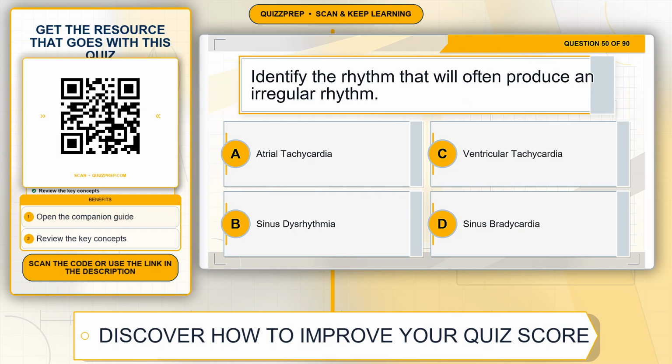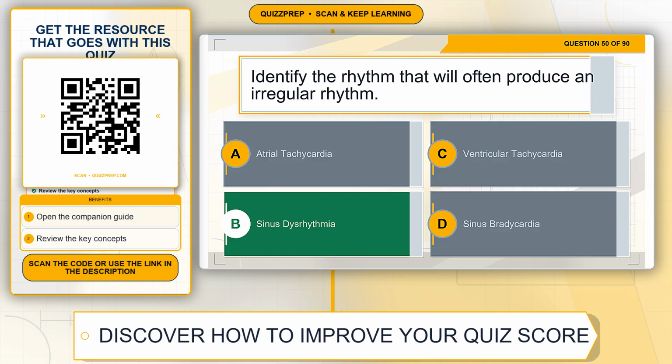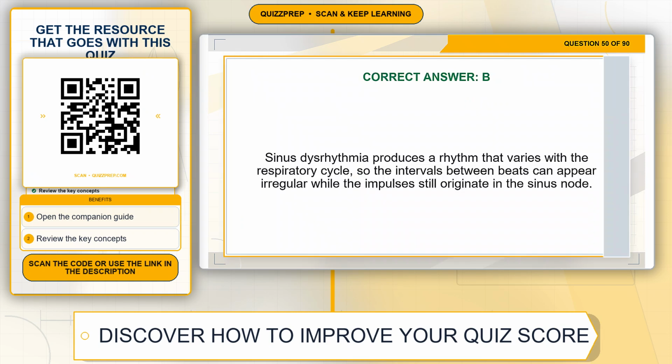Question 50. Identify the rhythm that will often produce an irregular rhythm. Option A, atrial tachycardia. Option B, sinus dysrhythmia. Option C, ventricular tachycardia. Option D, sinus bradycardia. The correct answer is option B, sinus dysrhythmia. Explanation. Sinus dysrhythmia produces a rhythm that varies with the respiratory cycle, so the intervals between beats can appear irregular while the impulses still originate in the sinus node.